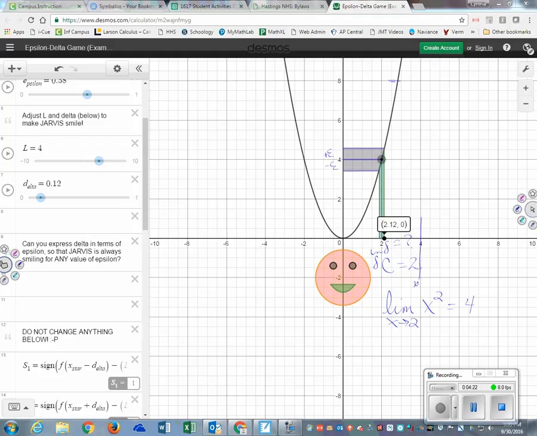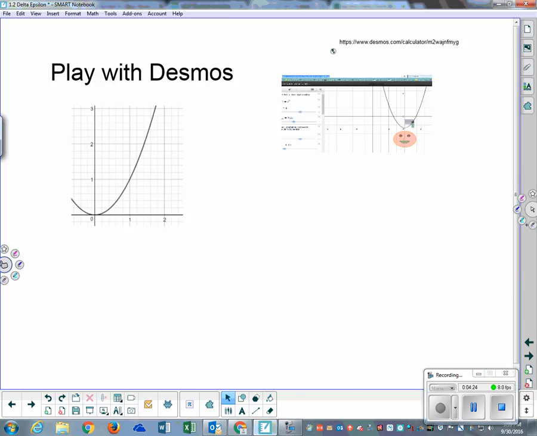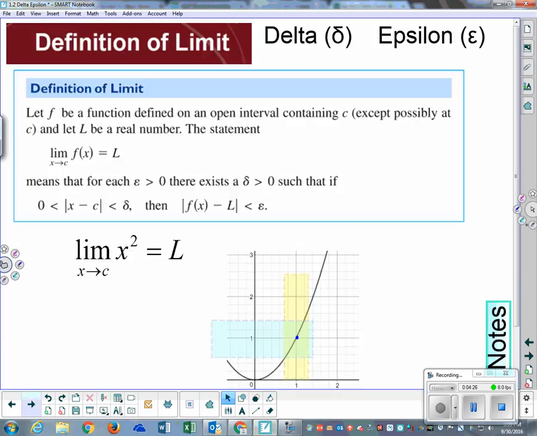All right, back to our presentation here, and let's do some examples. This is the very formal definition of a limit. Let f be a function defined on an open interval containing C, except possibly at C, and let L be a real number. The statement says the limit as x approaches C, some target value for x, of the function f of x is equal to L, our limit.